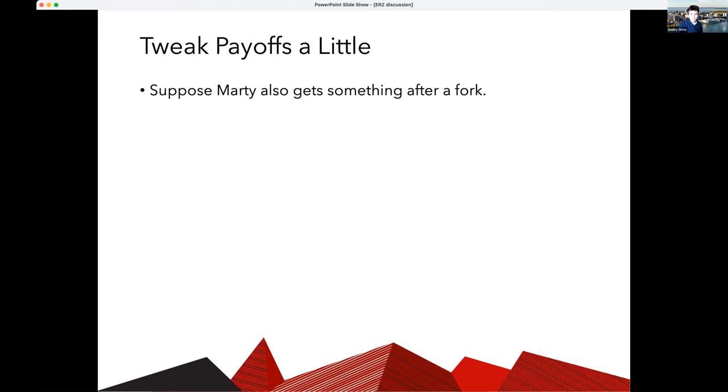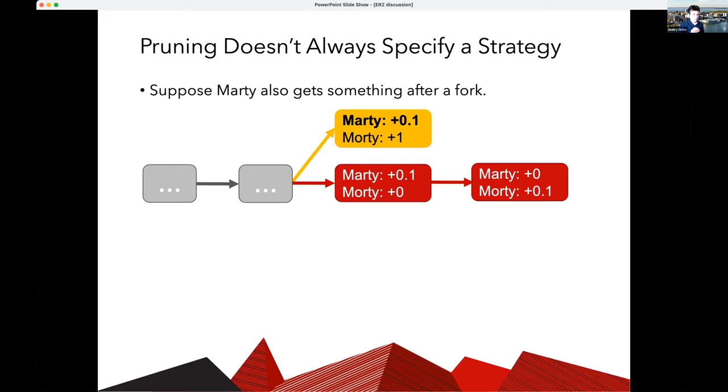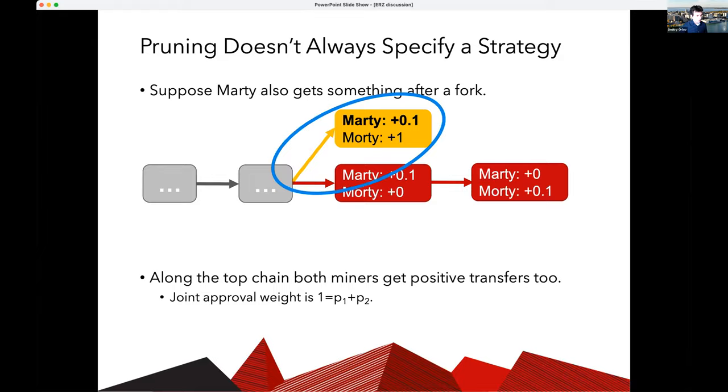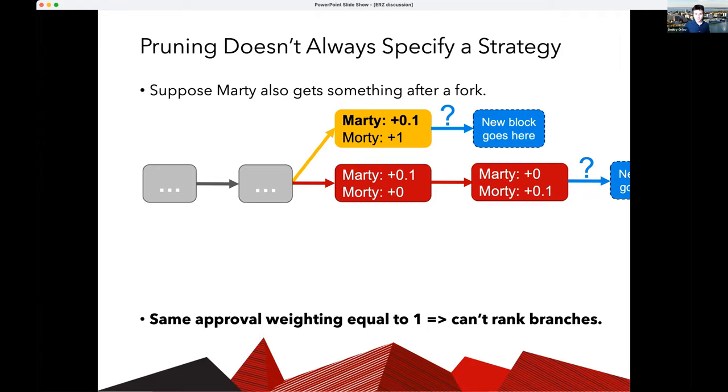Now let's tweak the payoffs a little bit. Suppose that in addition to Morty, Marty now also gets something after a fork. So now we have the longest chain where both miners get a positive transfer, and then we have the short chain where also both miners get a positive transfer. When we look at this approval weighting operator, it tells us that both branches have the same approval weight, which means you actually can't rank branches according to this strategy.